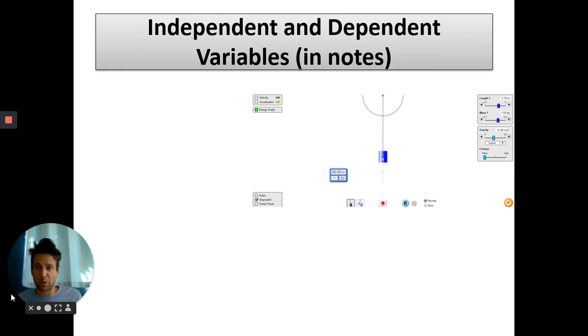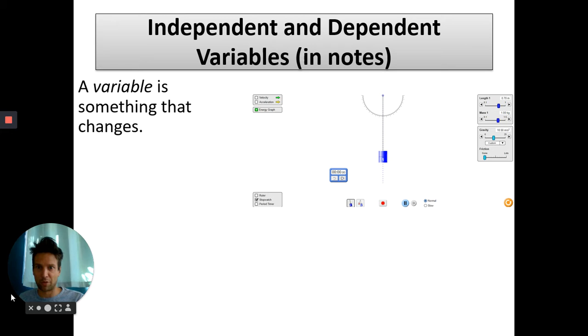So we're going to start the notes. We're talking about independent and dependent variables. I would like you to write this down in your notes, what I have right here. A variable is something that changes. Think of the word vary. Vary means to change around. If you vary your clothing style, you're changing it. So a variable is something that changes.